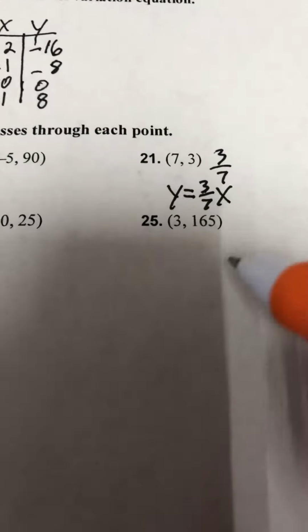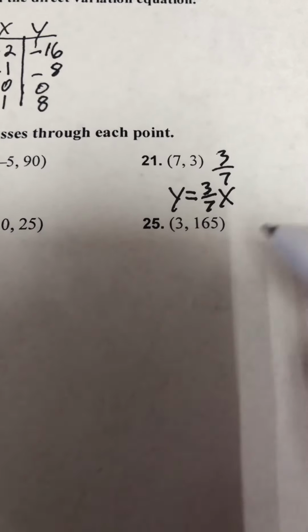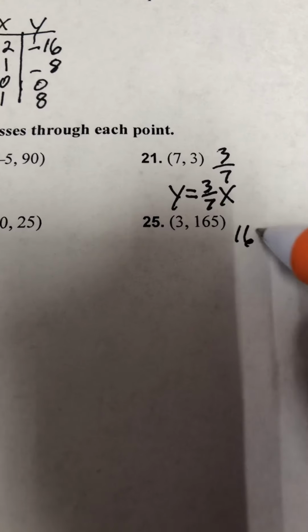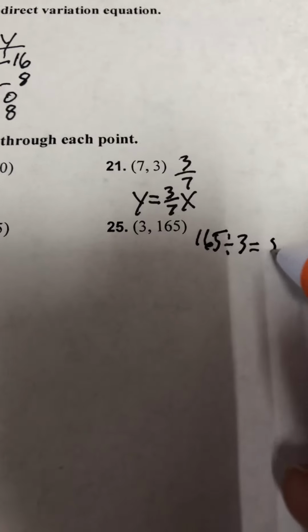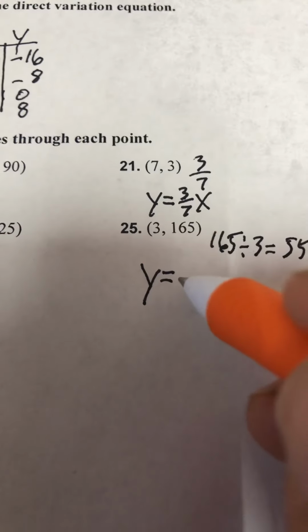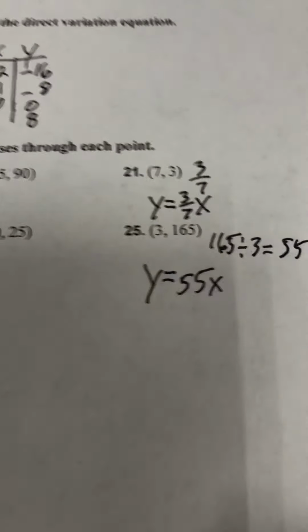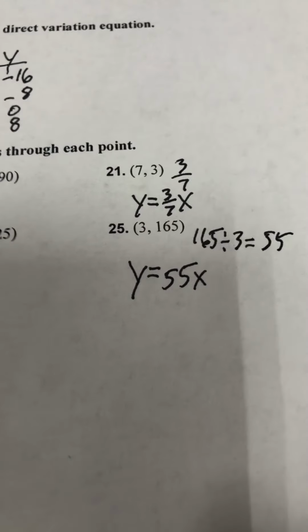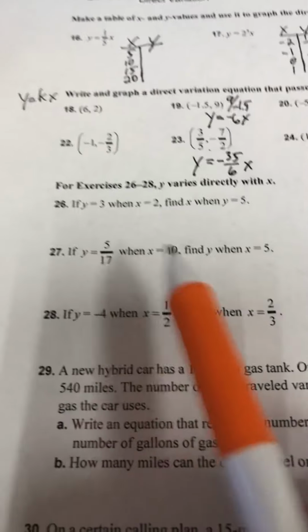And then number 25, you're going to take 165 divided by 3, you get 55. That's 165 divided by 3 equals 55. Go ahead and plug that into your equation as your slope, 55x. There you go. Go ahead and try the rest of them on your own and try to solve.